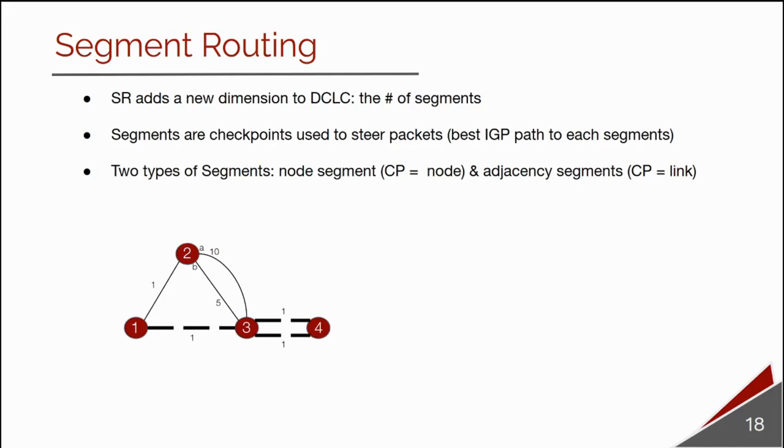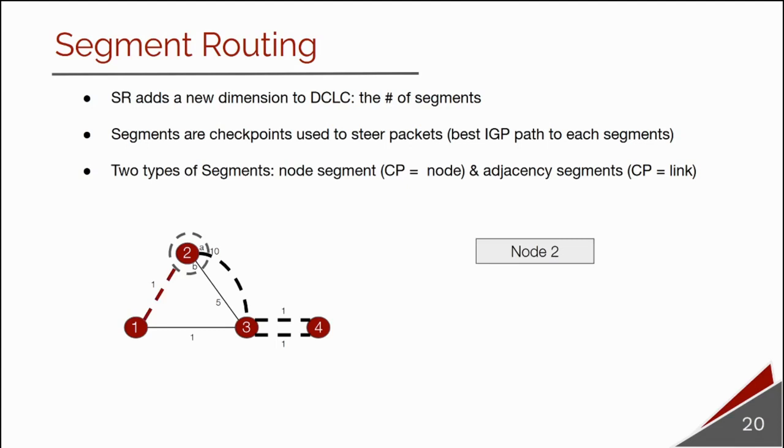For example, here the shortest path from 1 to 4 is the one displayed, but say that for some reason I want it to go like this. I can break this path up into several checkpoints I want my packet to go through. So here, first I want my packet to go to node 2, of course. So I can use a node segment to specify this. Once it's on node 2, I want it to go specifically through adjacency A, so I can use an adjacency segment to specify this. And once it's on node 3, I want it to go to 4 through any of the best ECMP paths available, so I can just use a node segment to specify this again.